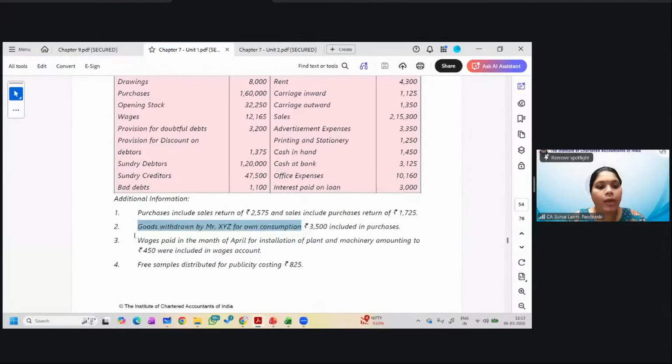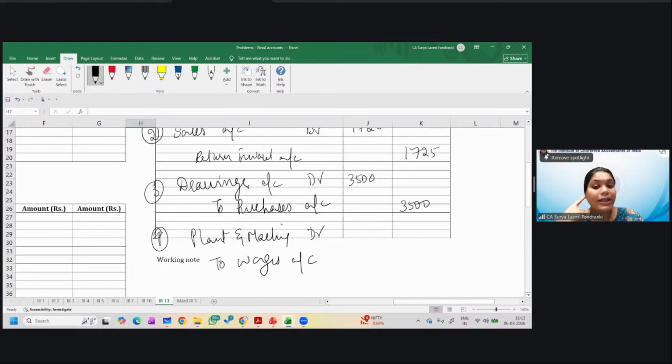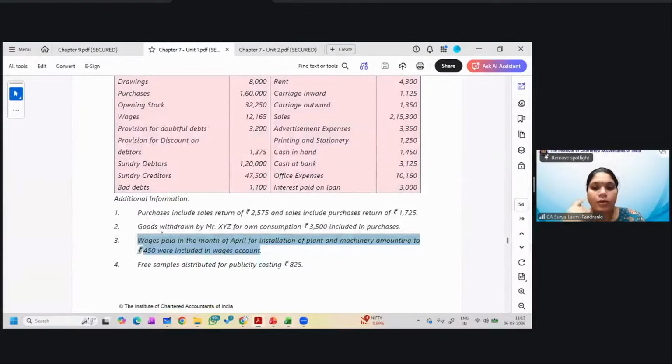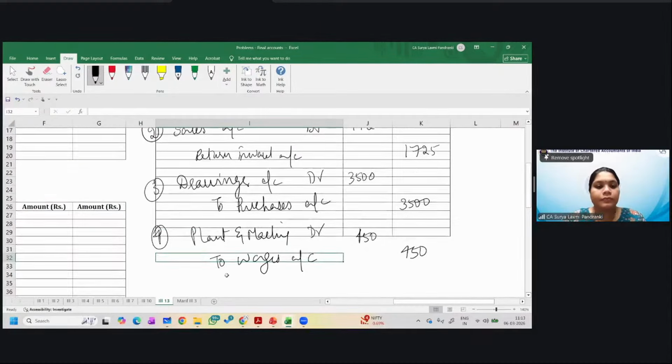And the next one is about the wages, right? It was included in wages, but it should actually go to plant and machinery. So plant and machinery account will be debited to wages account, because wages has to come down and plant and machinery should increase, correct? So how much is the amount? 450. Right.